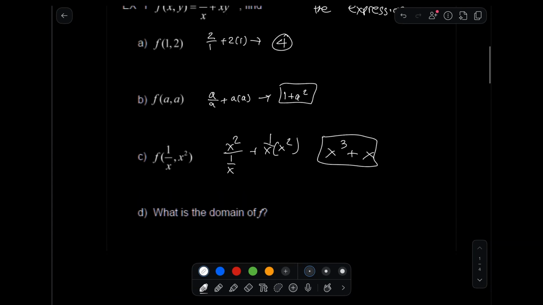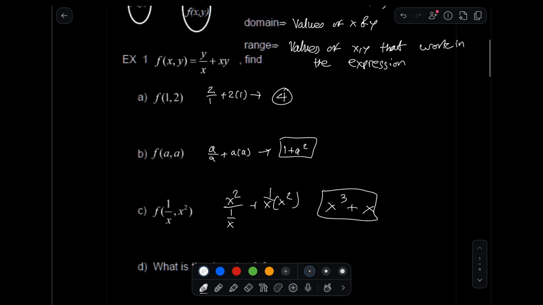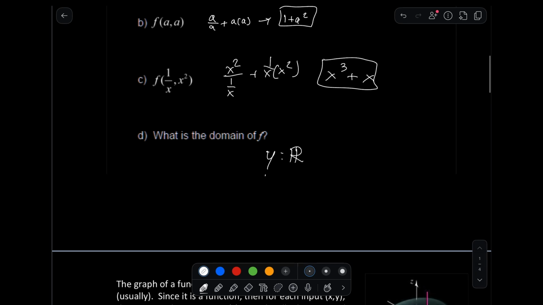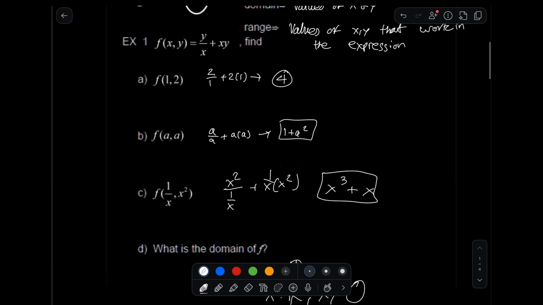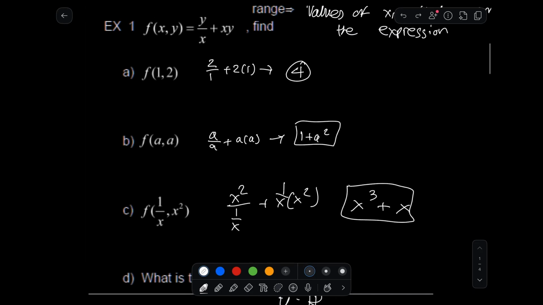So we can say for x, it's going to be all real numbers. Actually, no, sorry. For y, it's going to be all real numbers. X is going to be all real numbers except that x cannot equal 0 because we have a discontinuity here. You can't divide by 0.